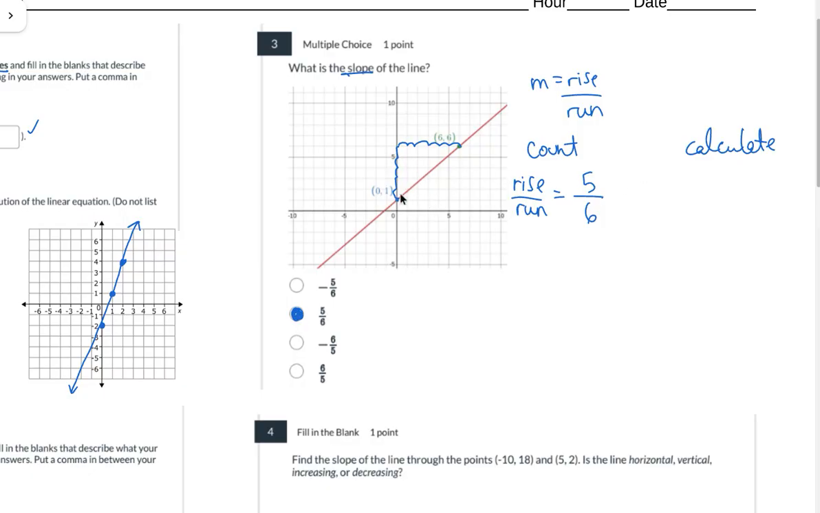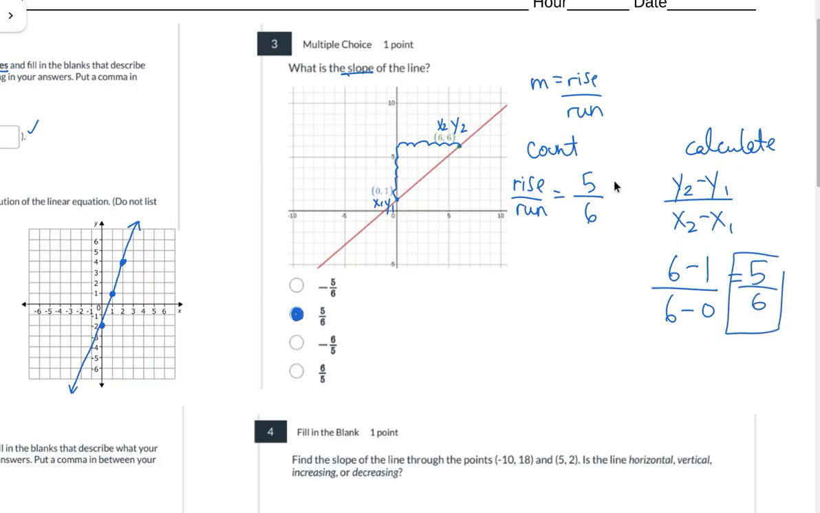Now, if I wanted to calculate this, I could always label these points as x1, y1, and this is x2, y2, and I could follow the formula y2 minus y1 over x2 minus x1 and plug in the numbers. So I would say 6 minus 1 over x2, which is 6, minus x1, which is 0, gives me 5 over 6. So either way, whether you count or you calculate, you should come up with 5/6.